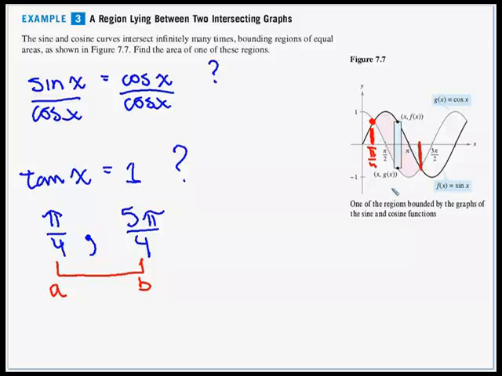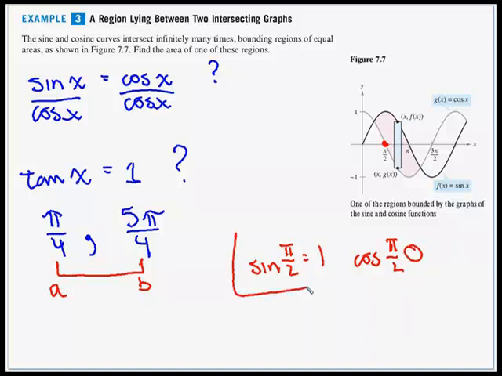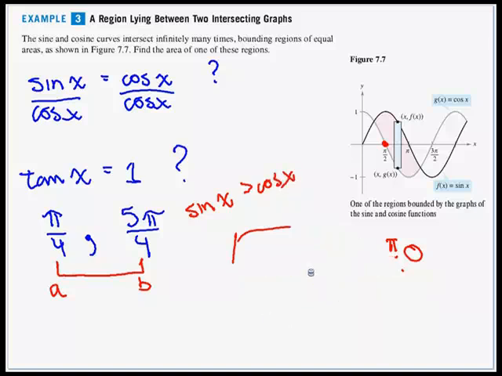Or what you could do is pick an interval somewhere in there, and this might be an easier way to think about it. Here is a 1/2 pi. What is greater, the sine of a 1/2 pi or the cosine of a 1/2 pi? Well, the sine of a 1/2 pi is equal to 1. The cosine of a 1/2 pi is 0. So across this interval, our sine wave is the one on top. Across this interval, sine of x is greater than cos of x. And that's going to help us set up our integral.